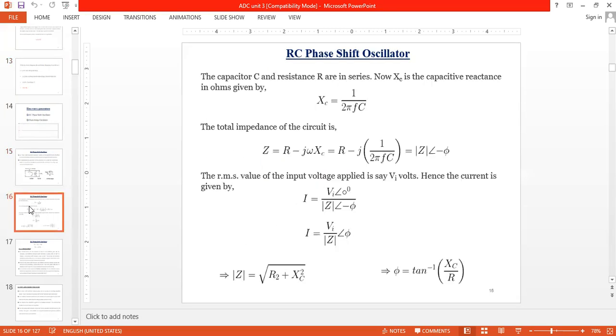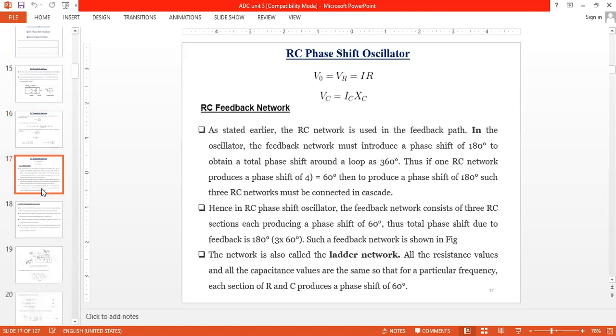The capacitor C and the resistance R are in series. Now XC is the capacitive reactance in ohms, given by XC is equal to 1 divided by 2 pi FC. The total impedance of the circuit is Z equal to R minus jXC, which is equal to magnitude Z at an angle of minus theta. RC feedback network.